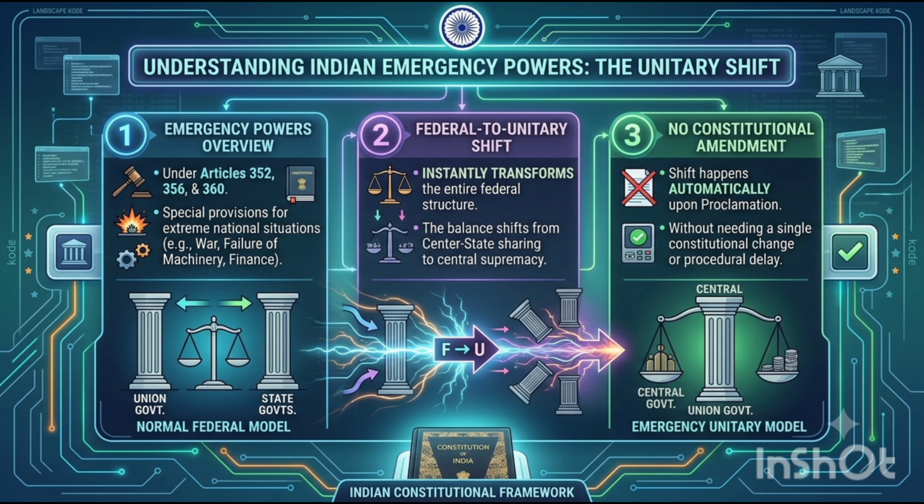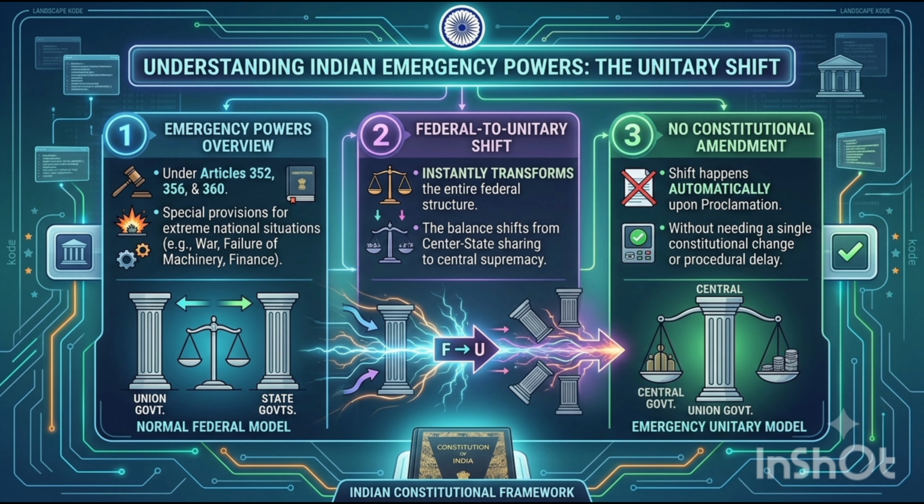And the last one is the emergency powers. Under Articles 352, 356 and 360, the entire federal structure instantly transforms into a completely unitary model without needing a single constitutional amendment. So I hope I gave a clear explanation of the unitary features of the Indian Constitution.